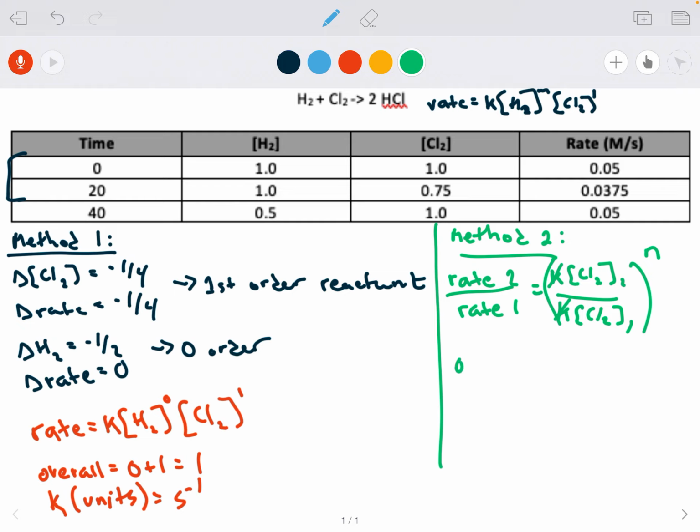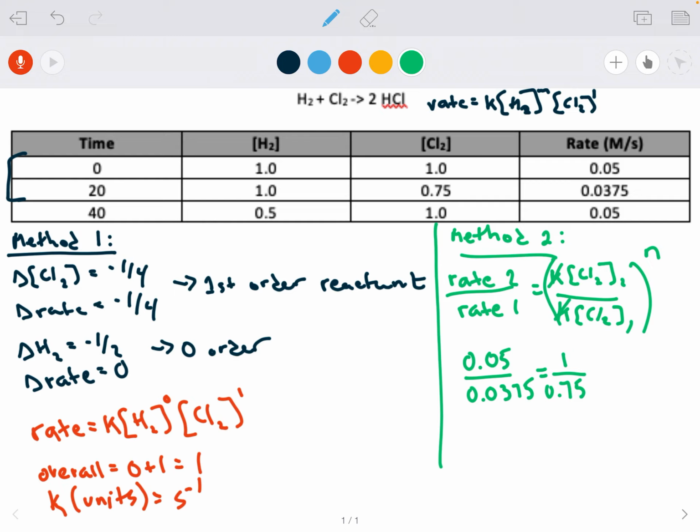So if I'm plugging in rate 2, that's 0.75 over rate 1. Oh, sorry, I'm plugging the concentrations here. Okay, so let's plug in the rate, right? Rate 2 is 0.05, and rate 1 will be 0.0375. It doesn't matter which one we do as long as we keep it consistent. I could have done 0.0375 on top and 0.05 on the bottom, but I just have to keep it consistent. So that means since I did 0.05 first for the rate, I do 1 on top and then 0.75 on the bottom.